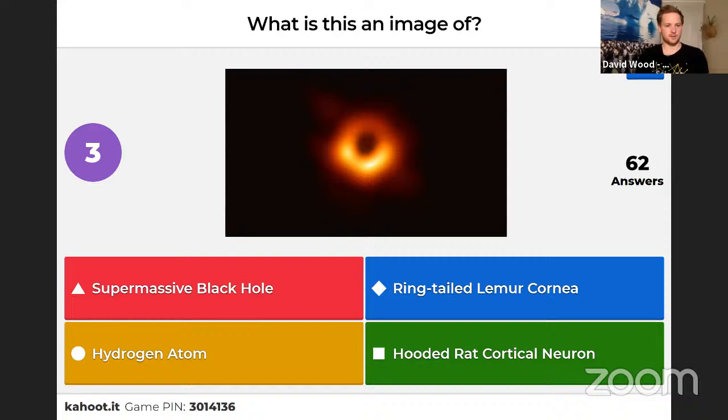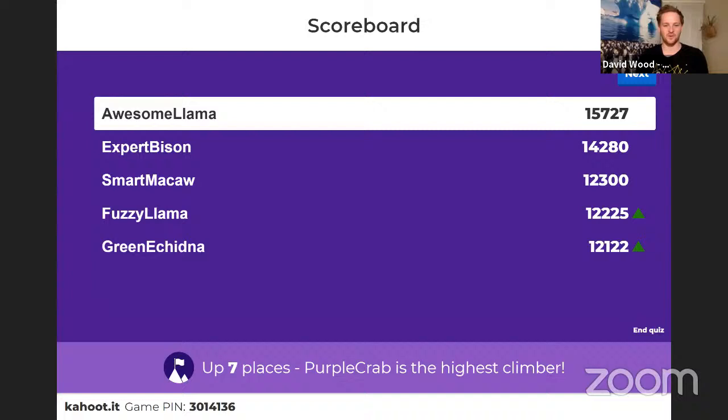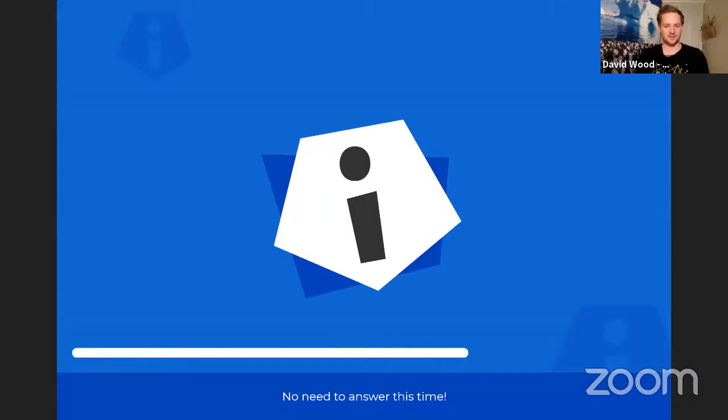Let's see how we did. Oh, I'm so relieved. Well done. 60 of the 63 of you got that one correct. It is, of course, a supermassive black hole. Well done to all of you for getting that one correct. We've got two llamas in the top five, which is great. Also got an echidna up there.